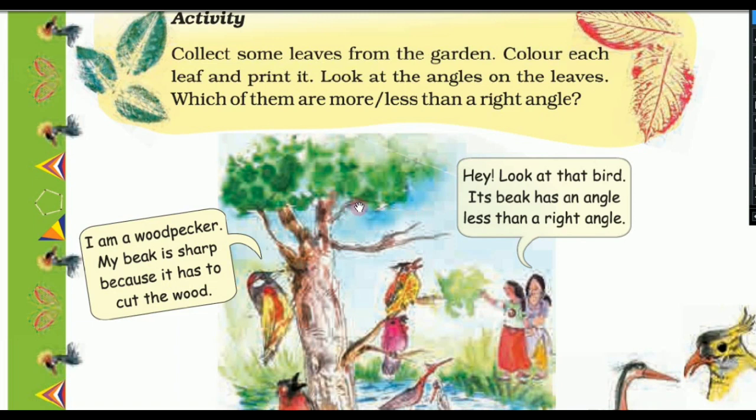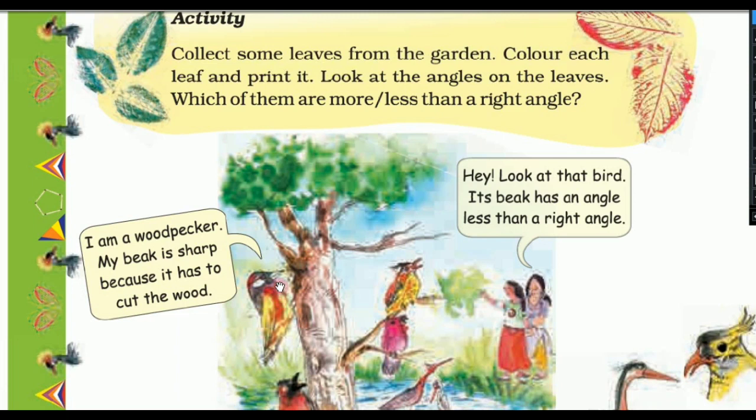So first you have to collect the leaves, then color each leaf and print, then find out which of them are more than a right angle and less than a right angle. So do this activity yourself. This is your project work. And now here one tree and pictures of some birds are given.